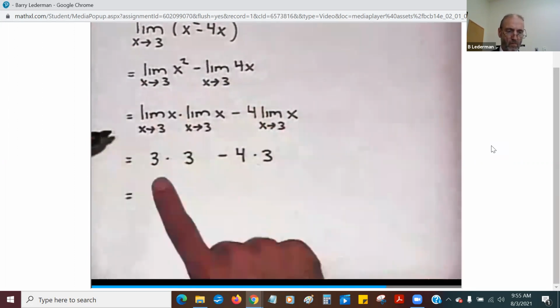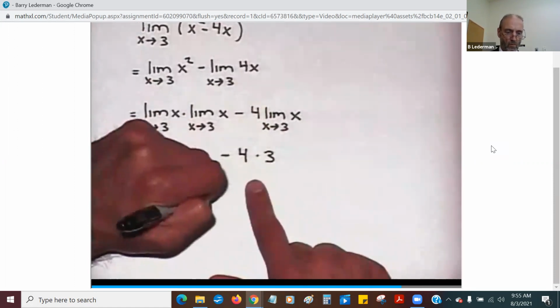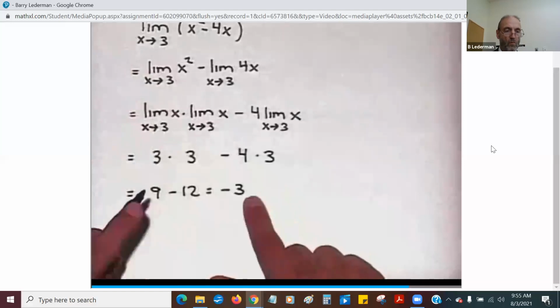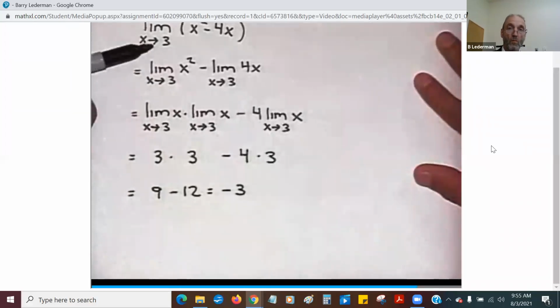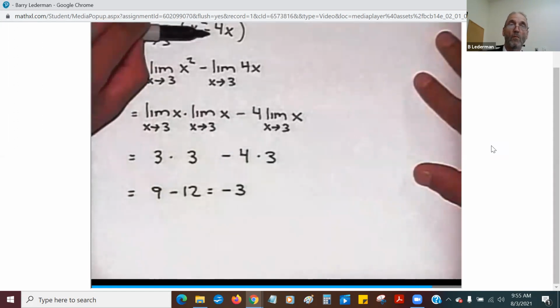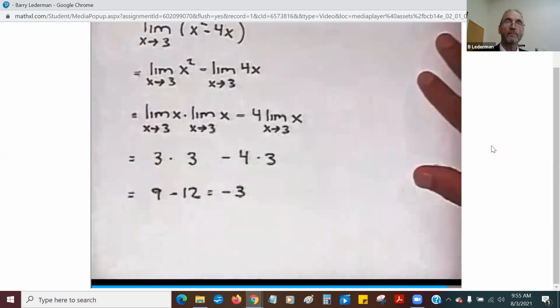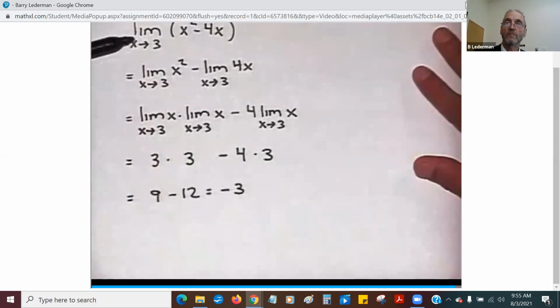Now we multiply here. 3 times 3 is 9. 9 minus 12 gives us a result of negative 3. And you can check just by looking. If you had plugged 3 into the original expression, 3 squared is 9, minus 4 times 3 is 12. 9 minus 12 would give you a result of negative 3. That's pretty intuitive, and that's how we'll do it in the future.